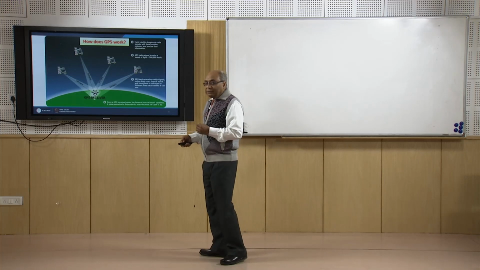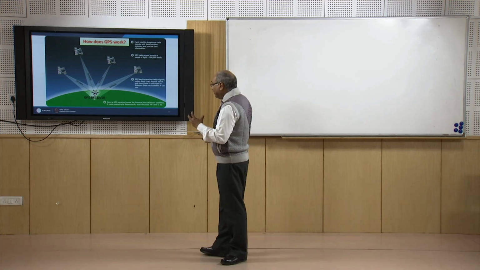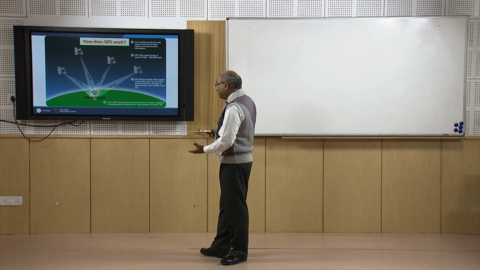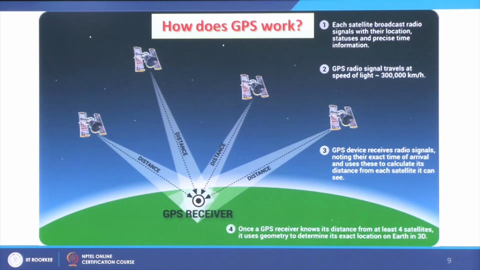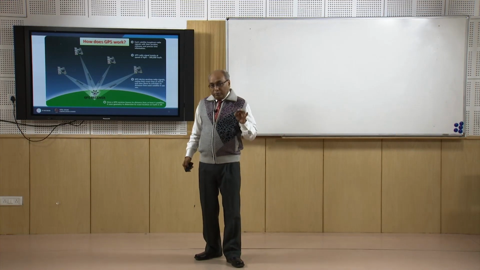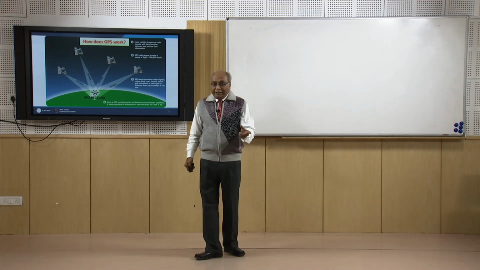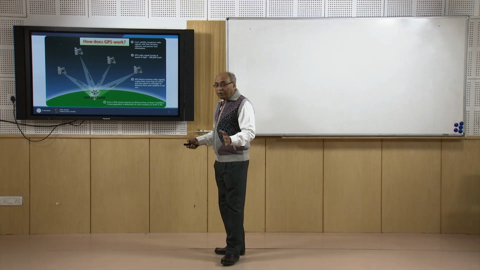Basically, once the distance becomes available, then this imaginary sphere which I am emphasizing can be drawn by the receiver itself, and estimations about position can be done. So once a GPS receiver knows its distance from at least 4 satellites, it uses the geometry to determine its exact location on the earth in 3D. If I am only interested in 2D, then a minimum of 3 satellites is sufficient. But if I want to know not only X and Y but elevation as well, then I need signals from at least 4 satellites.